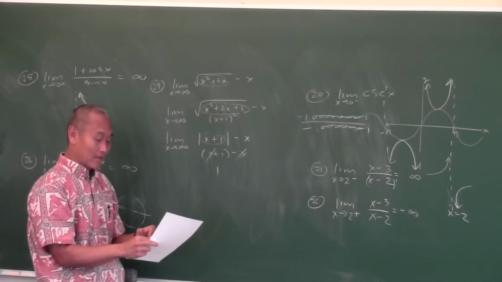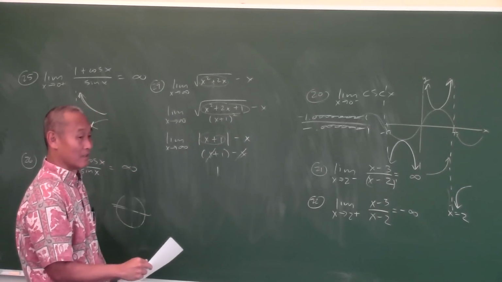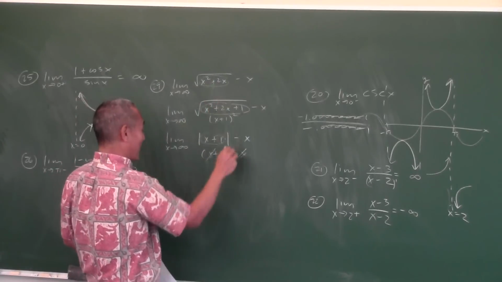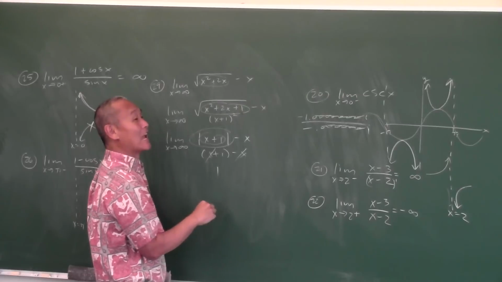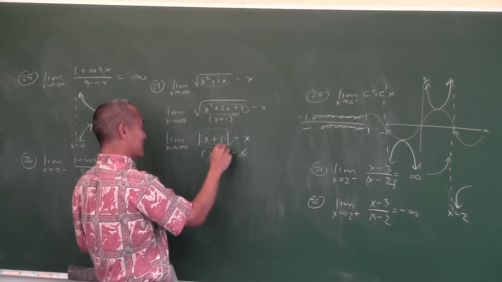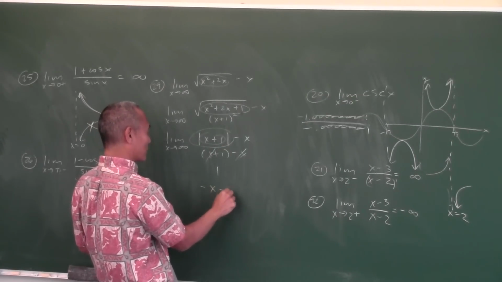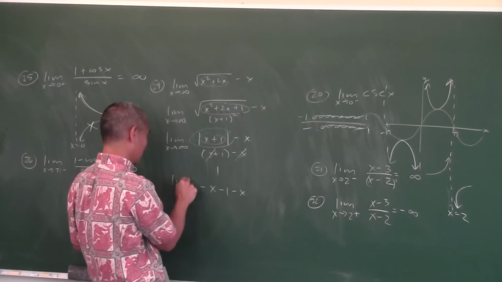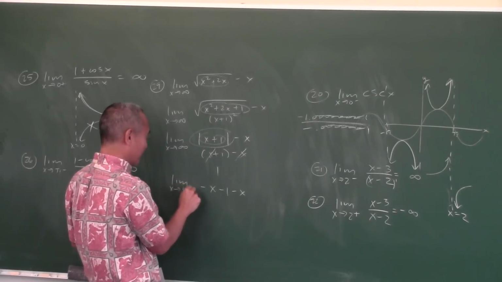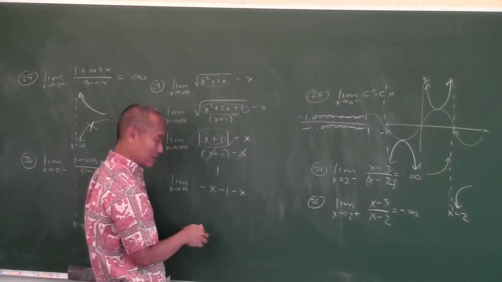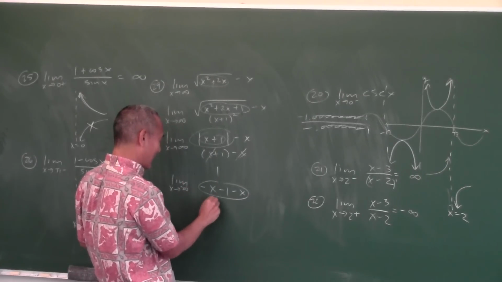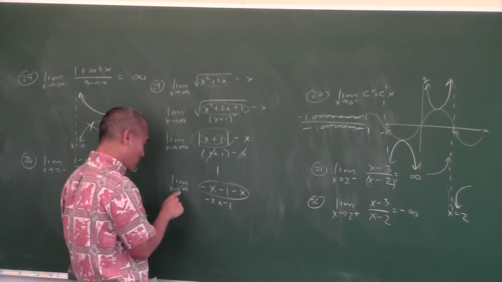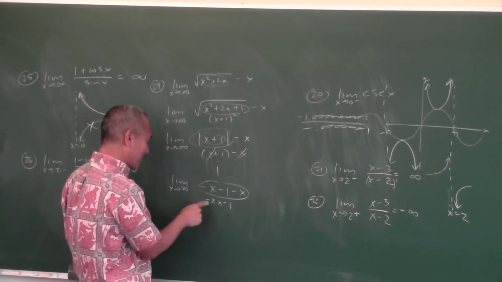Okay, now what about number 30? What happens as the limit as x approaches negative infinity? You do the same thing, except when you get to this step here, you negate it. So this becomes negative x minus 1 minus x. Remember, if the inside is negative, you negate it. And what does that simplify to? Negative 2x minus 1.